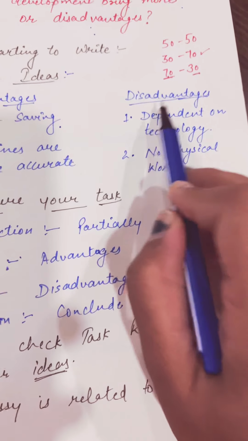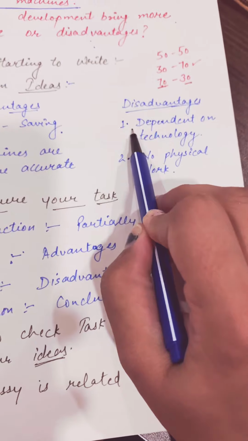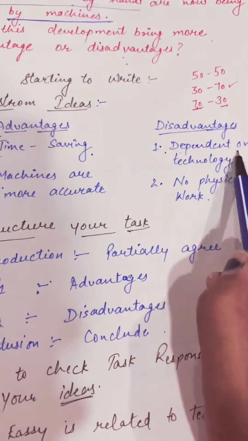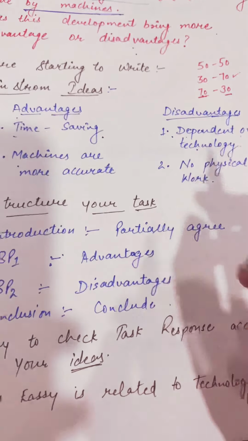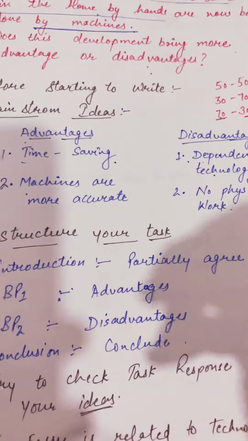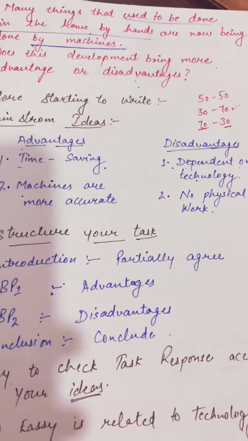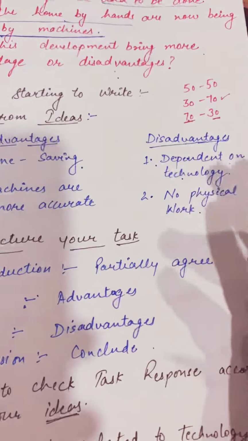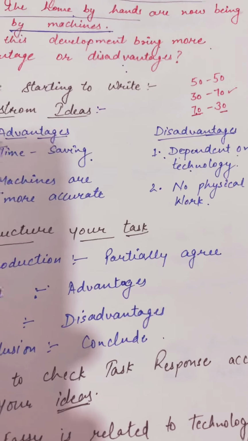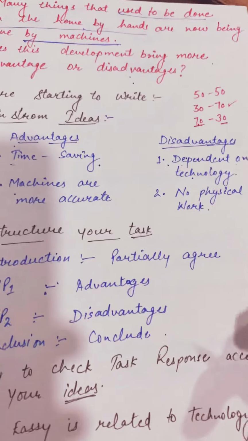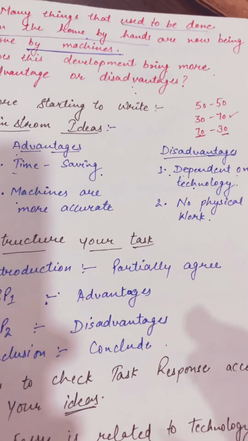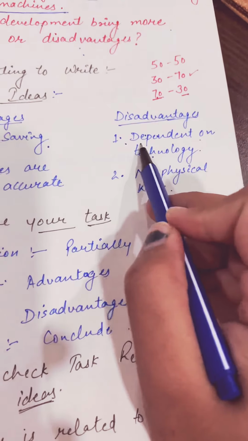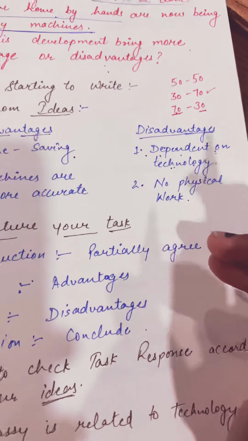Then coming to the disadvantages. Okay, so the biggest disadvantage of using machines is dependence on technology. The person totally depends upon technology. For example, we are using washing machines at our home, but if the machine is broken, then what? We do not wash the clothes manually. We just wait for the machine to be repaired. That is how we depend on the technology totally.